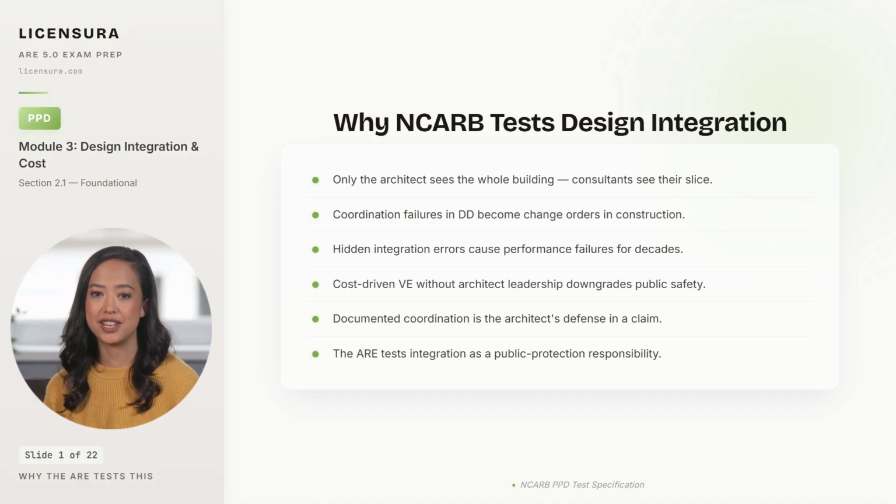Leaking envelopes, undersized systems, premature material failures. Fourth, when value engineering is driven by cost without architect leadership, the items that get cut are the ones the contractor and owner can see least, and that often means egress, fire protection, or accessibility. Fifth, documented coordination is the architect's only defense when a claim arrives, because anything not on a coordination log effectively did not happen. And sixth, the ARE tests integration not as a coordination exercise, but as a public protection responsibility you personally carry. Let me close with the 5 takeaways that anchor this whole module.